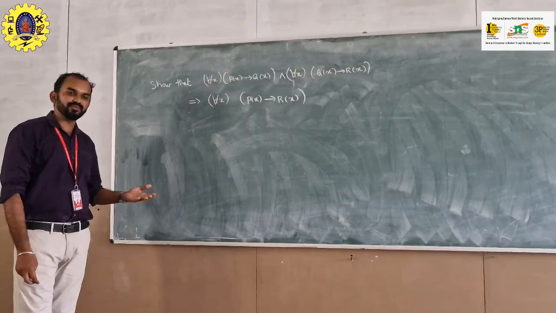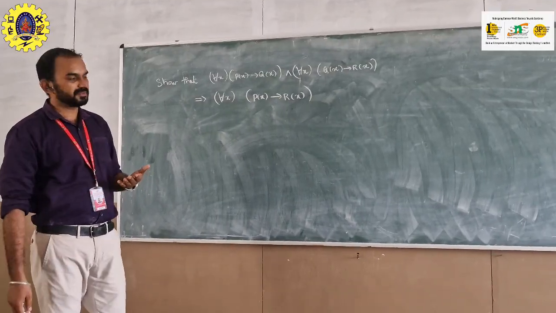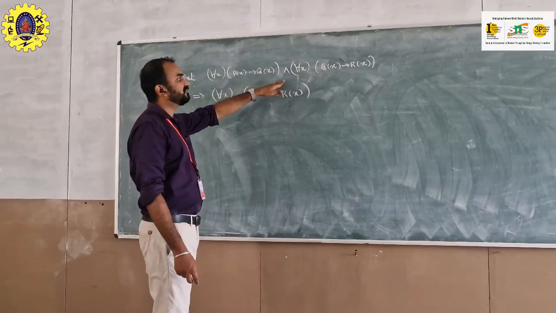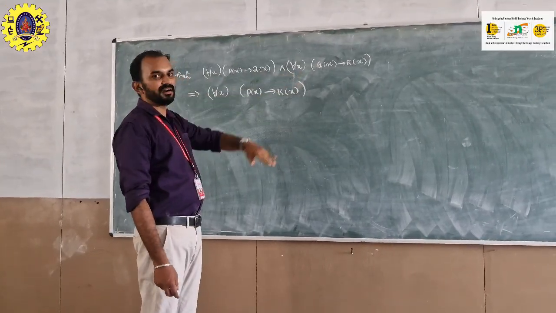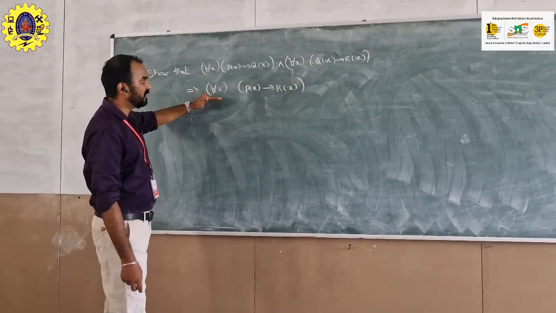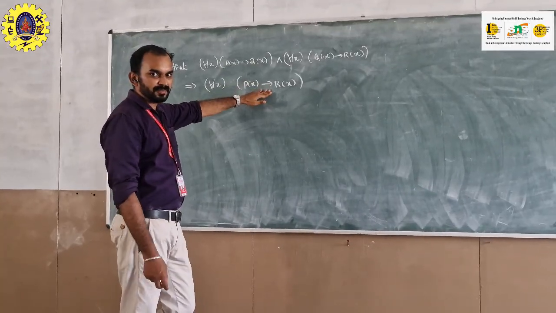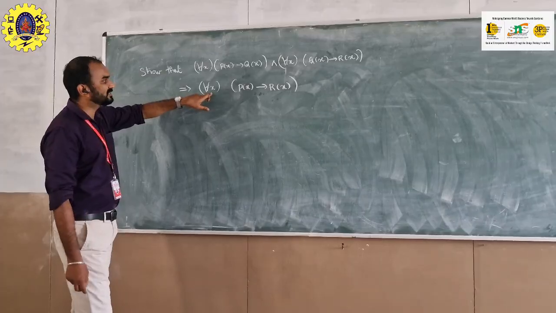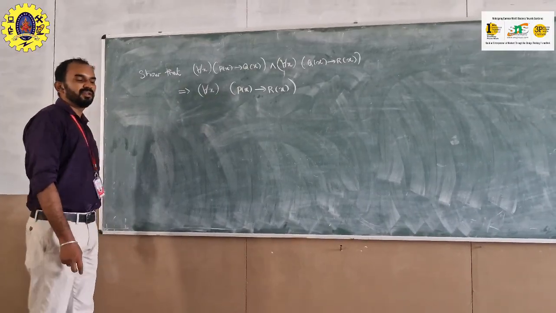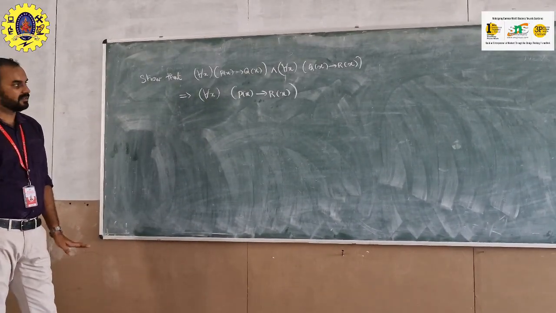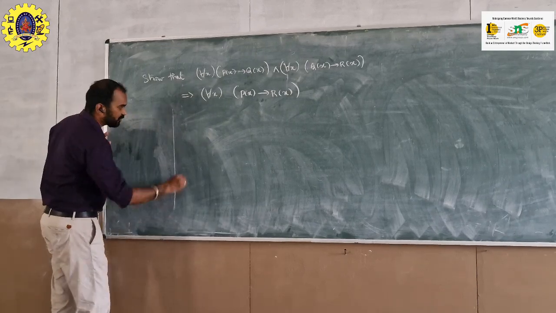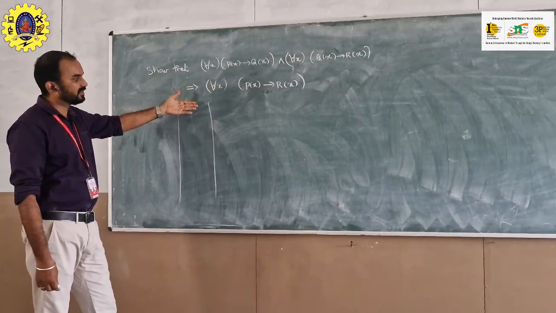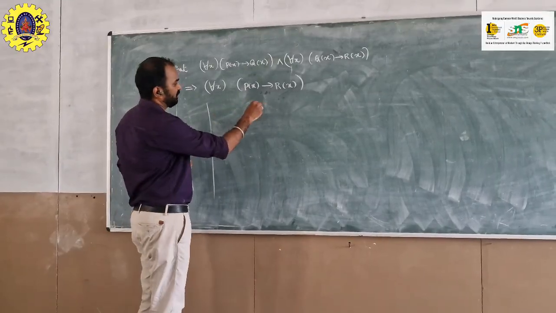In this lecture video, we will solve some predicate calculus problems. Our problem is: show that ∀x (P(x) → Q(x)) and ∀x (Q(x) → R(x)) implies ∀x (P(x) → R(x)). From these two premises, we have to derive ∀x (P(x) → R(x)). This problem is also solved by the previous method, that is, the theory of inference.